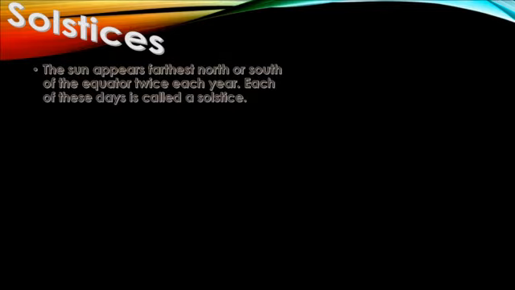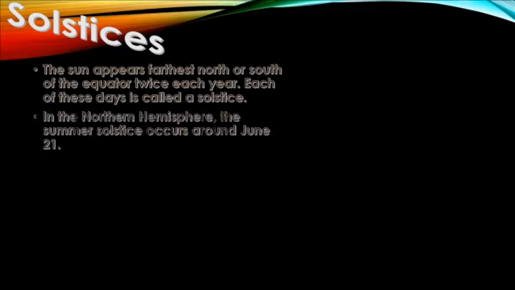Our next topic is about solstice. Let's see what you mean by solstice. I hope it's a new term for you. The Sun appears farthest north or south of the equator twice each year. Each of these days is called a solstice.